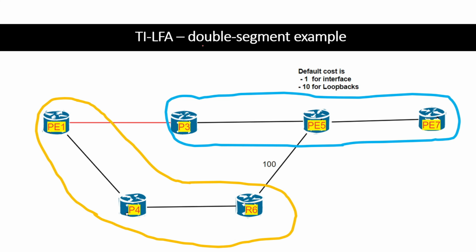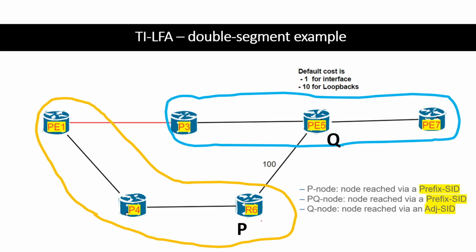If you remember earlier, I talked about how if we want to reach the P node, we push the prefix-sid, and if we want to reach the Q node, we push the adjacency-sid. So on this backup path, we will have two extra labels. One is for R6, that is 16006, and the second label will be the adjacency-sid label between P6 and P5 allocated by P6. So prefix-sid for the P node and adjacency-sid for the Q node.